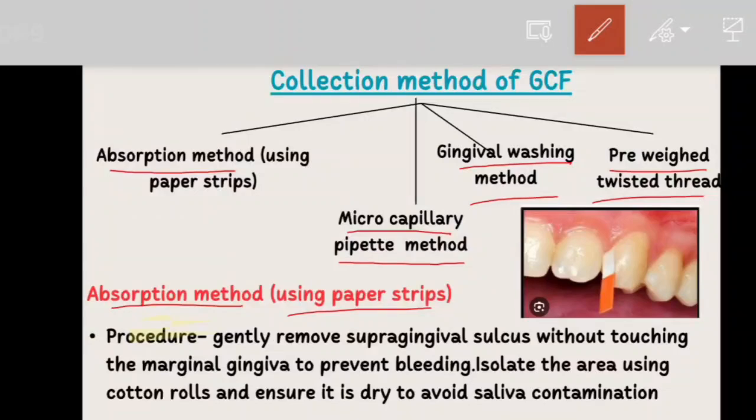gently remove the supragingival plaque. Do not touch the marginal gingiva to avoid bleeding. Then isolate the area using cotton rolls and dry the area to avoid saliva contamination.